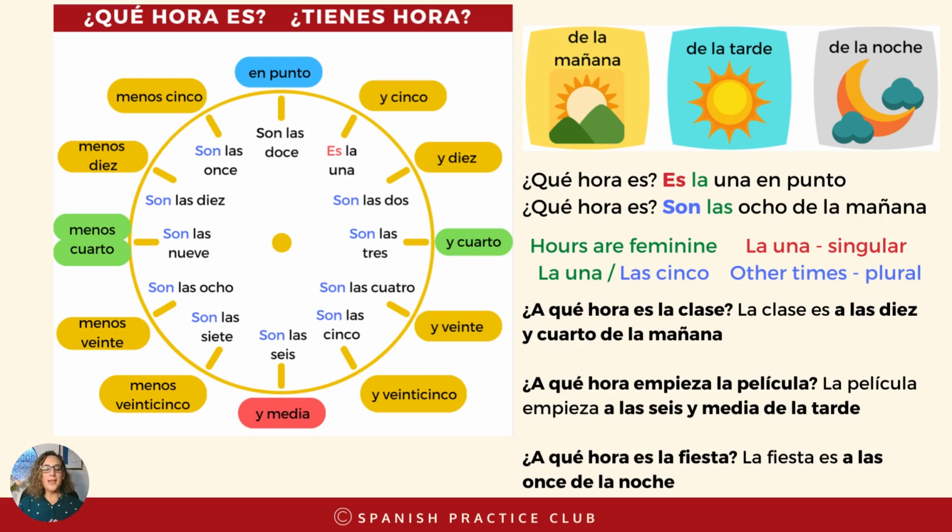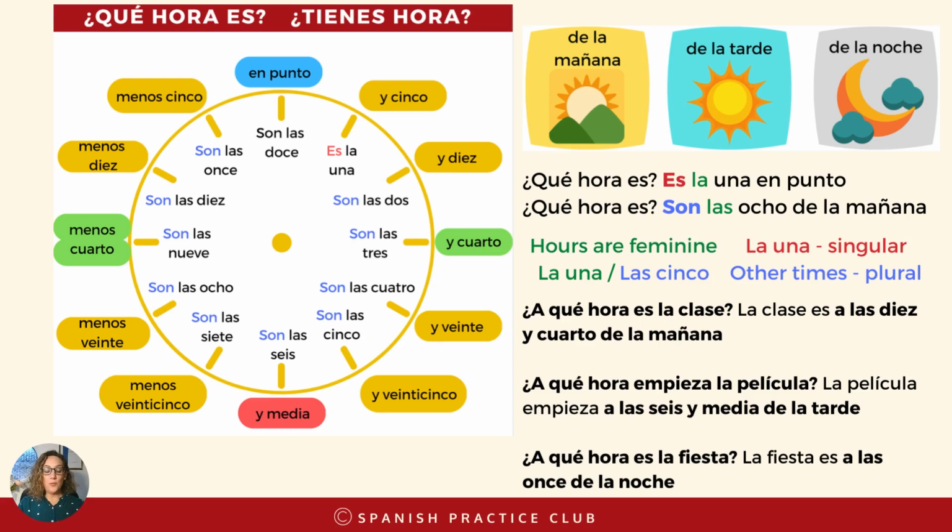Then on the right-hand side of the clock, we've got the positive side. So we need to add minutes to the hour. And for that, we would also use the cardinal numbers for 5 past, 10 past, 20 past, and 25 past. So 5, 10, 20 y 25. And we also need to add the word y to add that information to the hour. So for example, to say that it's 5 past 1, es la 1:05. Or if you want to say it's 20 past 8, son las 8:20.